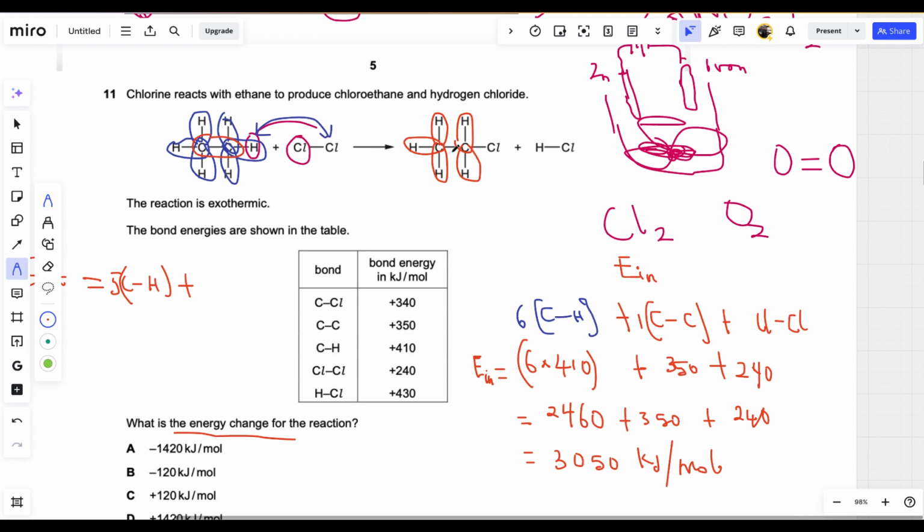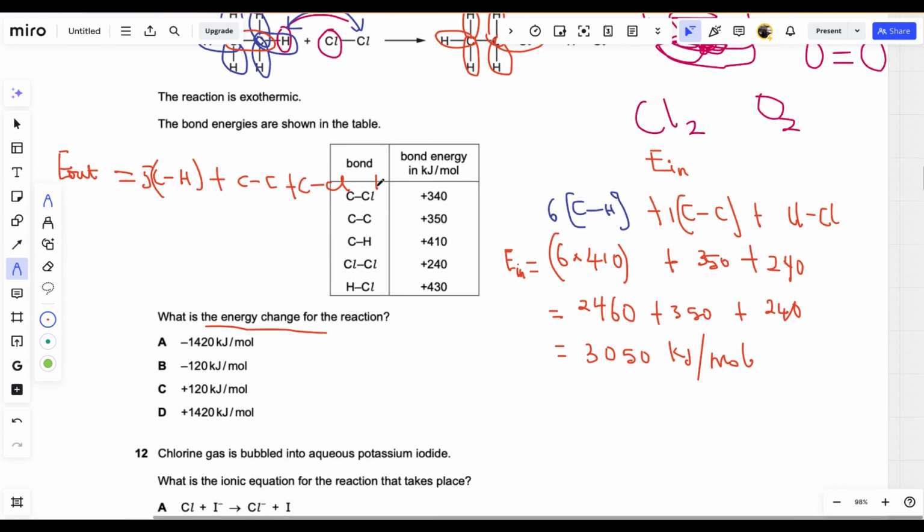Now we have carbon to carbon bond only once, right? So we say carbon to carbon bond, plus that one is only once. Plus carbon to chlorine bond, which is also once. I think that's all for this one, right? So let's add. Then the next one, hydrogen to chlorine. Plus the last one, hydrogen to chlorine bond.